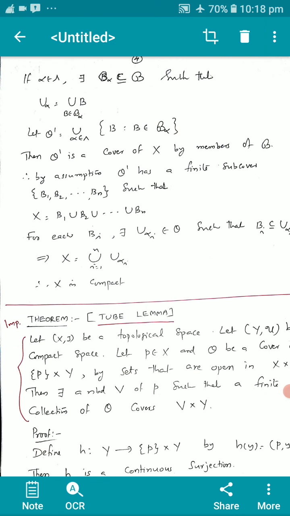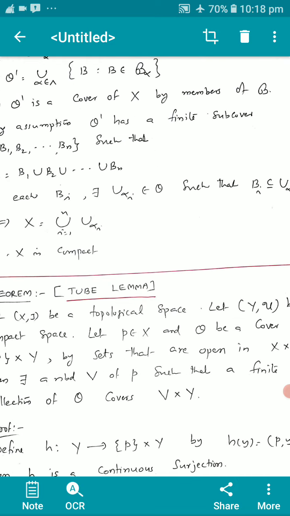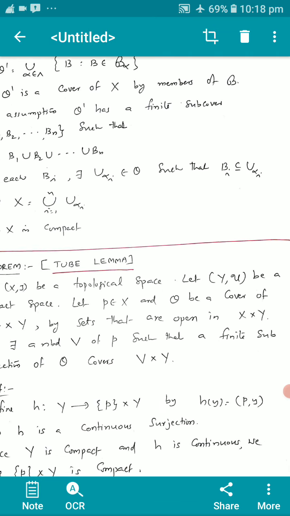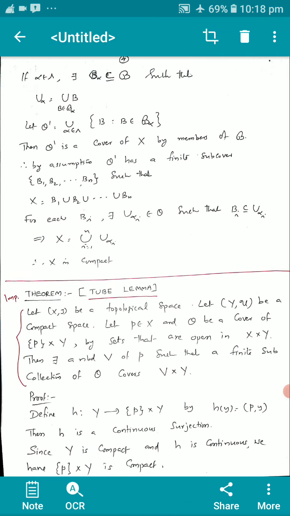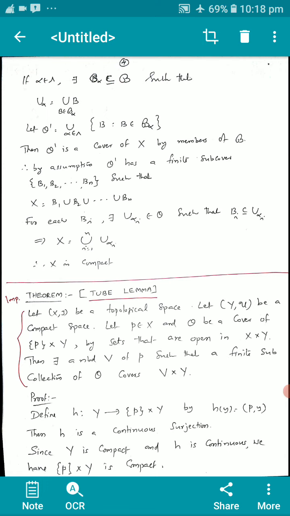For that finite subcover we can take B1, B2, etc., Bn, such that X = union of Bi, i varies from 1 to n. That is, X = B1 union B2 union etc. union Bn. For each Bi, there exists U_αi in θ such that Bi is a subset of or equal to U_αi, which implies X = union of U_αi, i varies from 1 to n, or X is compact.